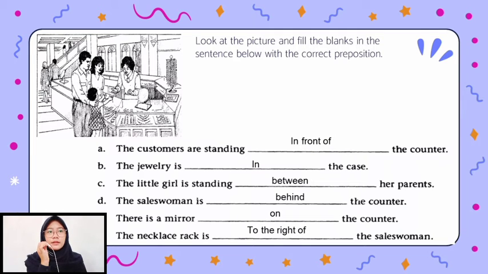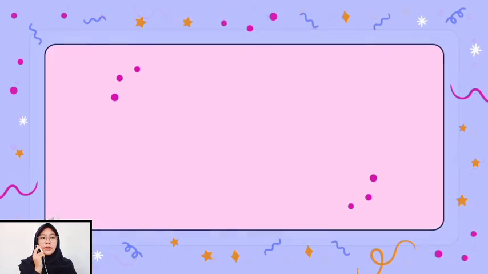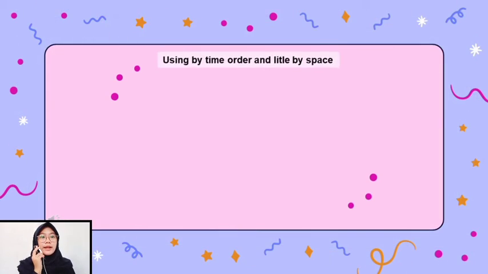Fourth sentence, the saleswoman is behind the counter. Fifth sentence, there is a mirror on the counter. Sixth sentence, the necklace rack is to the right of the saleswoman. Alright, finally, and this is my exercise.